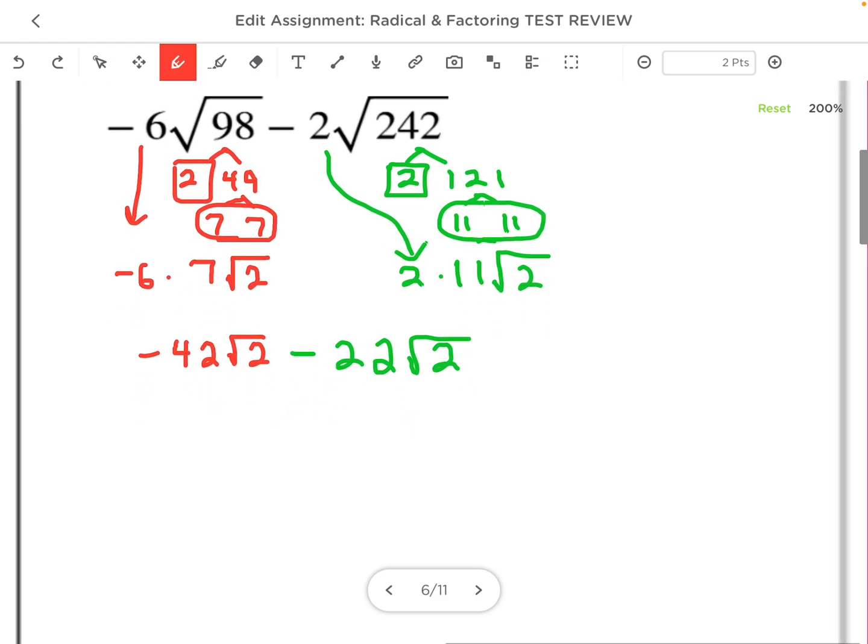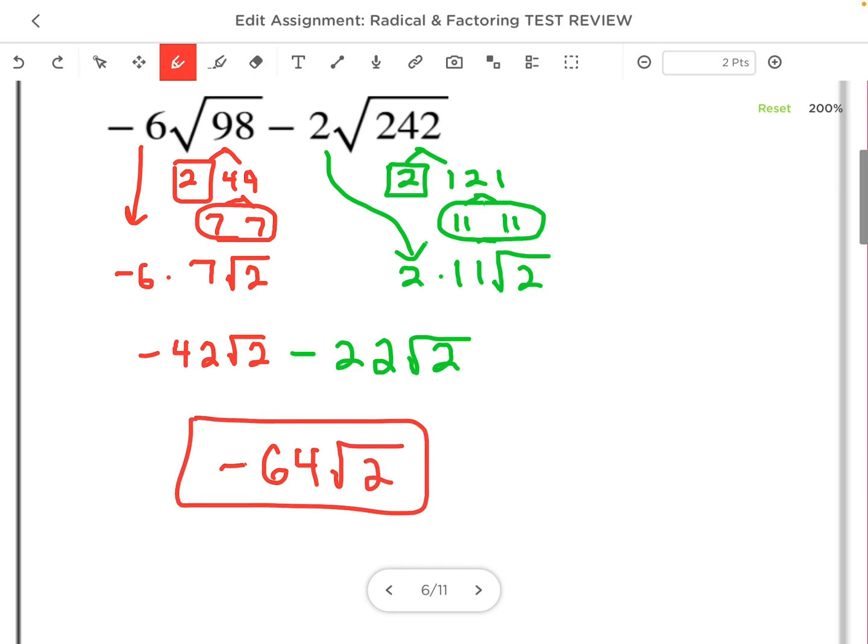So now that I have the same square root of 2 here, that means that I can just do negative 42 minus 22, which would be negative 64 square root of 2 for our final answer.